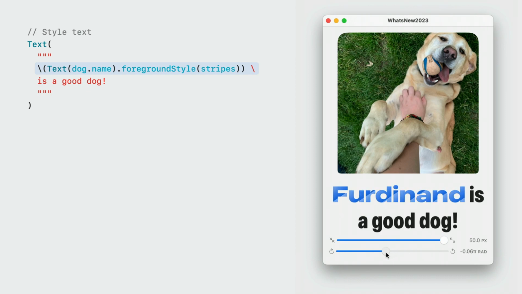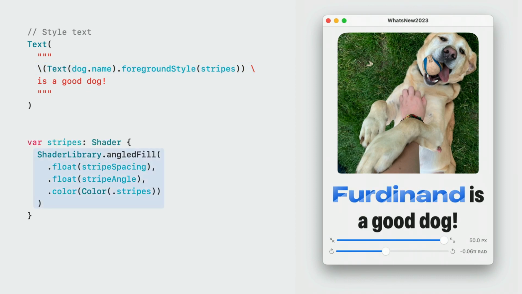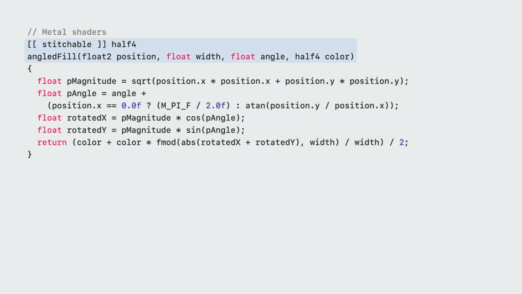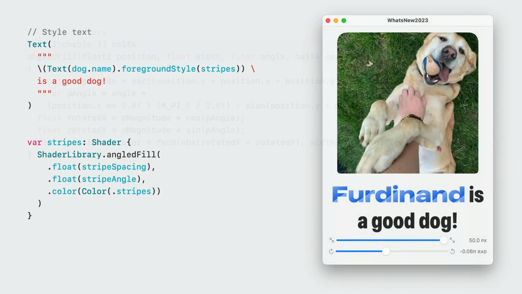Here's how I'm defining the style. I'm passing my stripe spacing and angle along with the color from my asset catalog to a custom metal shader. Using SwiftUI's new shader library, I can turn metal shader functions directly into SwiftUI shape styles. Like this one that renders the stripes in Ferdinand's name. If you'd like to take metal shaders out for a spin, just add a new metal file to your project and call your shader function using shader library in SwiftUI.